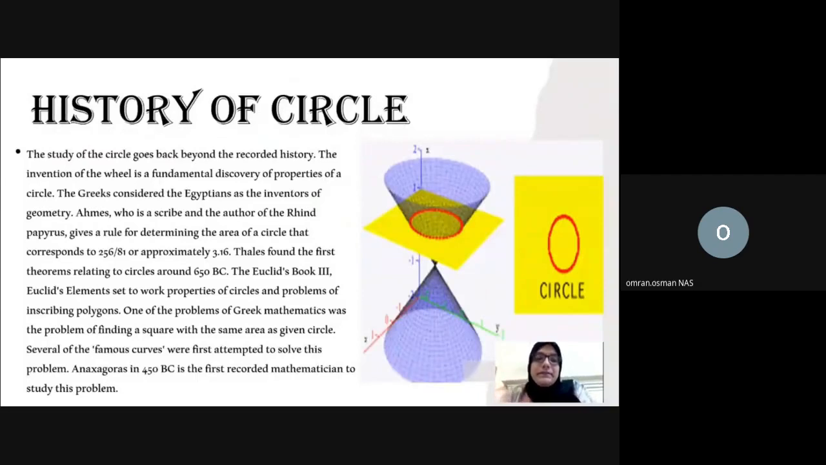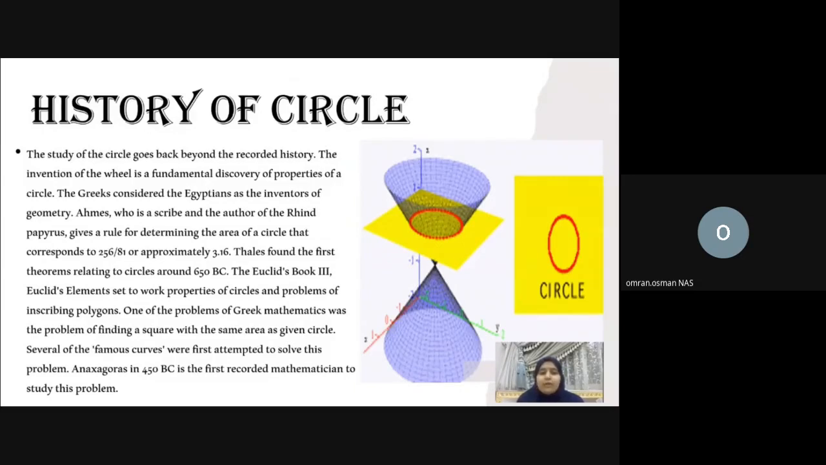The history of the circle. The study of the circle goes back beyond the recorded history. The invention of the wheel is the fundamental discovery of properties of the circle. The Greeks considered the Egyptians as the inventors of geometry. Ahmes, who is a scribe and the author of the Rhind Papyrus, gives a rule for determining the area of a circle that corresponds to 256/81, or approximately 3.16.